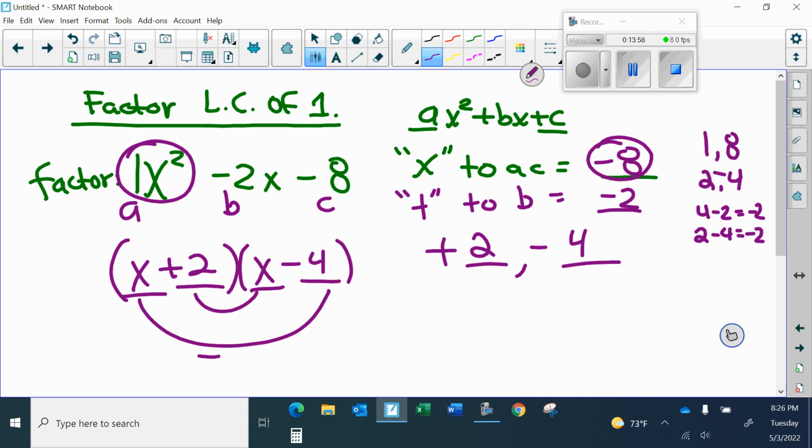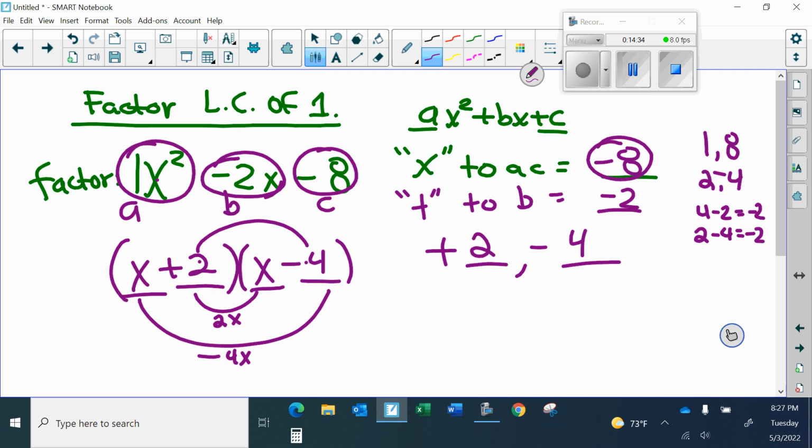But notice here, there's my negative 4x and there's my 2x. 2x minus 4x is negative 2x. There's my middle term right there, so I can see that visually. And of course, 2 times negative 4 is my negative 8. So I can guarantee I have it right because x times x is x squared, 2x minus 4x gives me negative 2x, and 2 times negative 4 is negative 8. There's the factored expression. Remember, it's an expression because there's no equal sign.